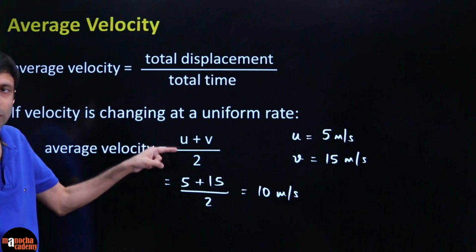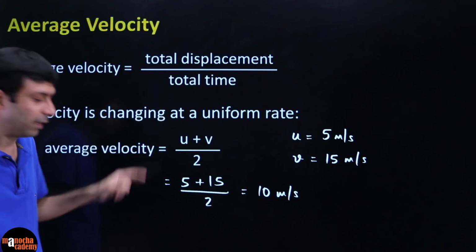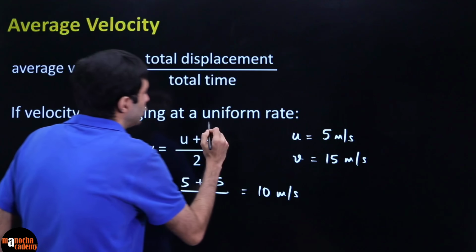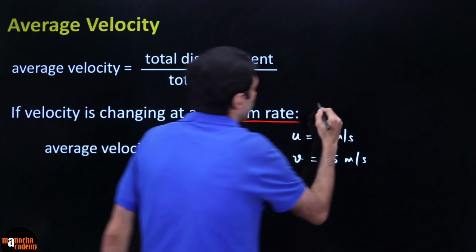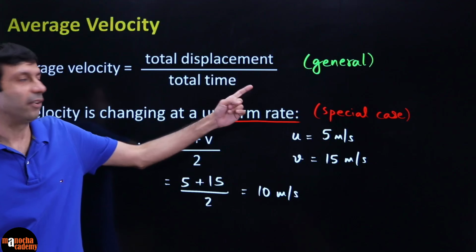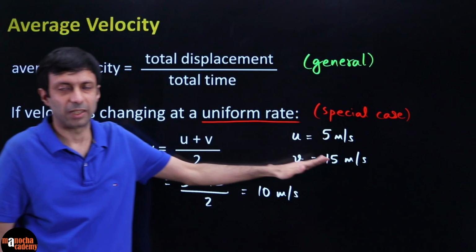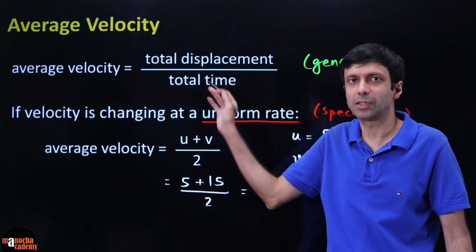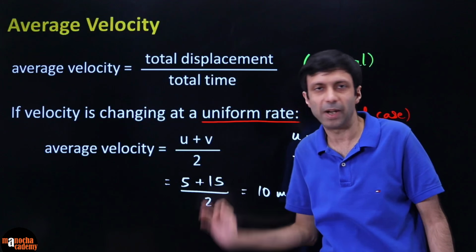But please note, we can use this special formula only in the special case where velocity is changing at a uniform rate. So this is a special case, and this is the general formula. General formula, special case. So the general formula you can use always: total distance by total time. This is u plus v by 2.